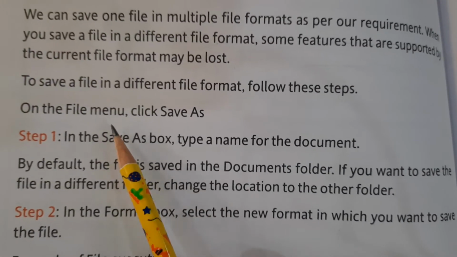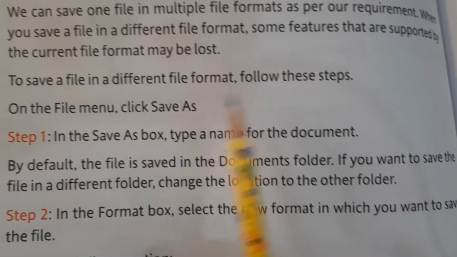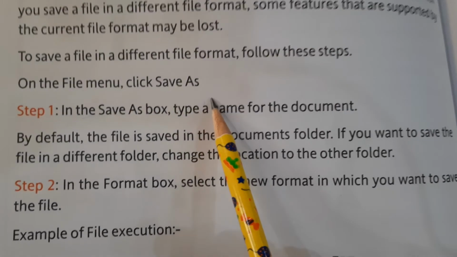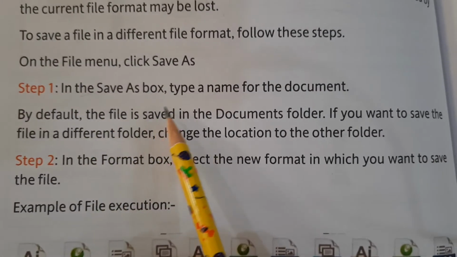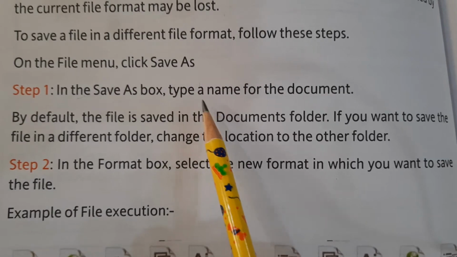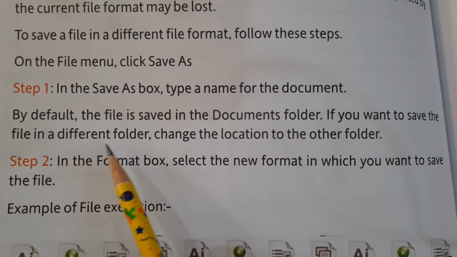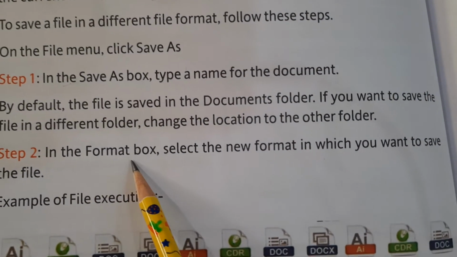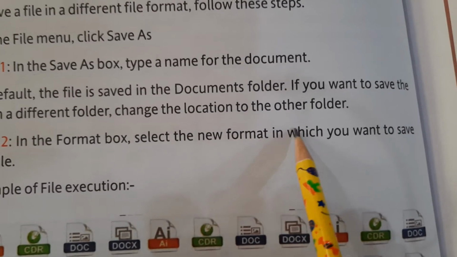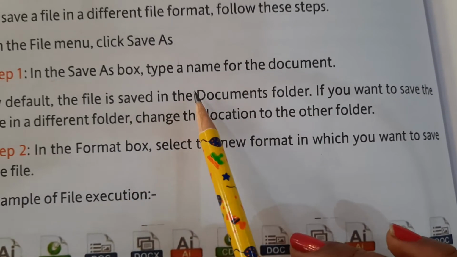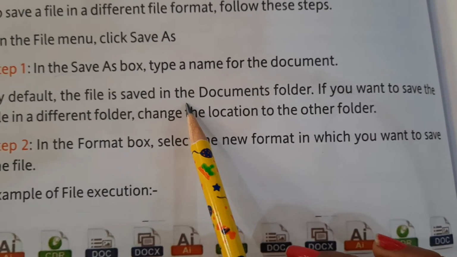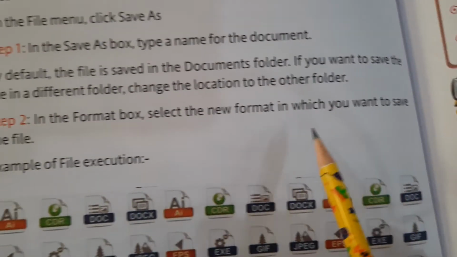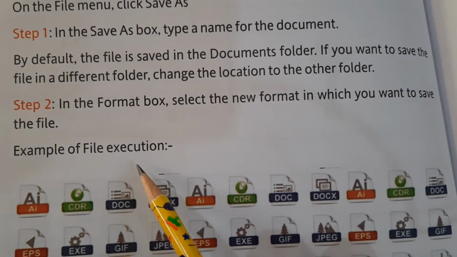Okay, to save a file in a different file format, follow these steps. On the file menu, click save as. You will see the save as dialog box. Then in the save as box, type a name for the document. By default, the file is saved in the documents folder. If you want to save the file in a different folder, change the location to another folder. Means you can decide the location of the file. In the format box, select the new format in which you want to save the file.